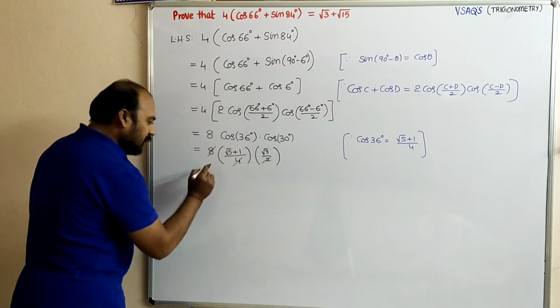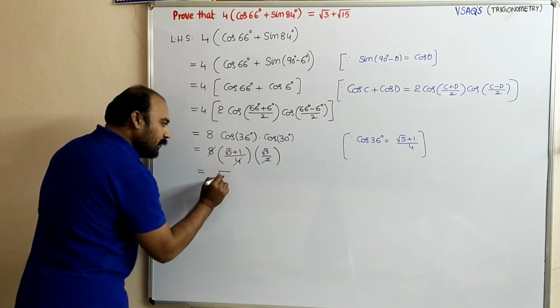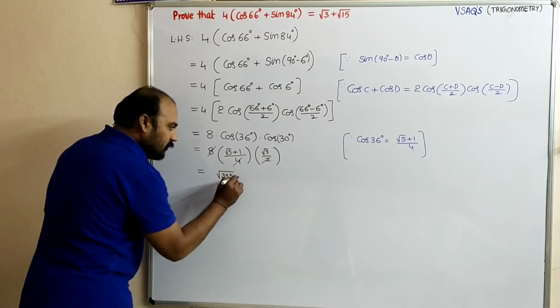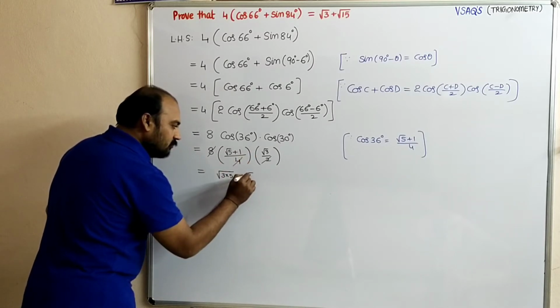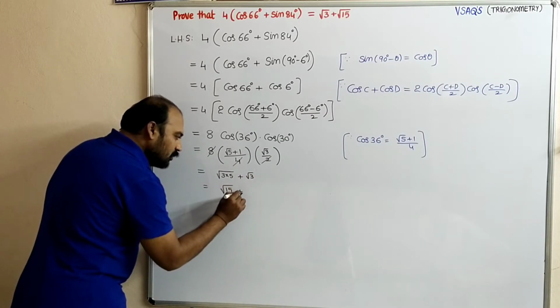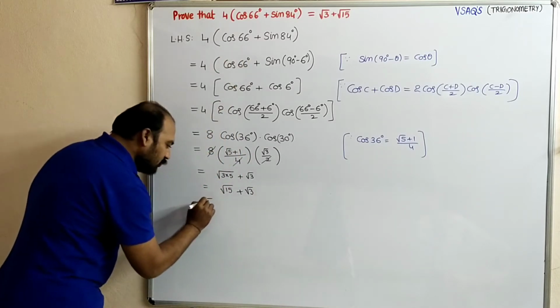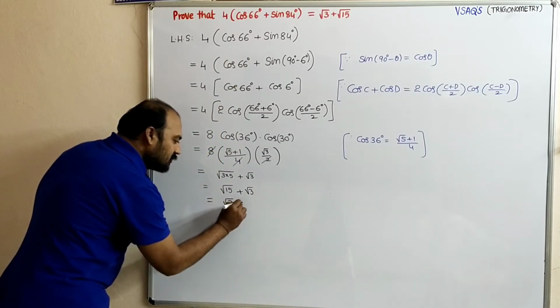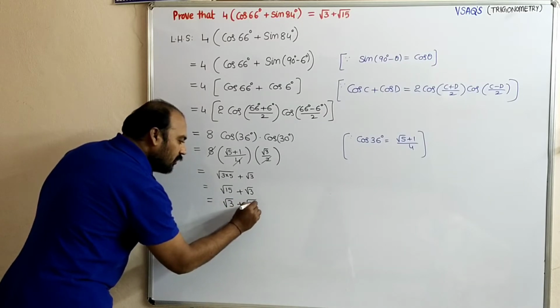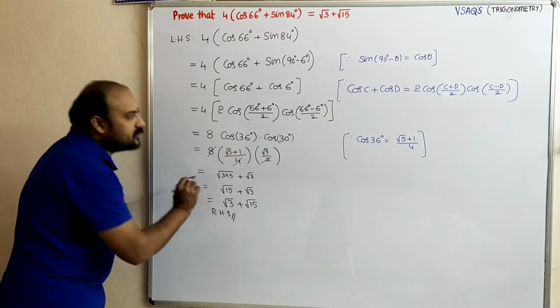So actual multiplication: root 3 into root 5. Root A into root B is root AB, 3 into 5, plus root 3 into 1. So which is equal to root 15 plus root 3. That is what they are asking to prove. So which is equal to root 3 plus root 15, RHS. Hence the result.